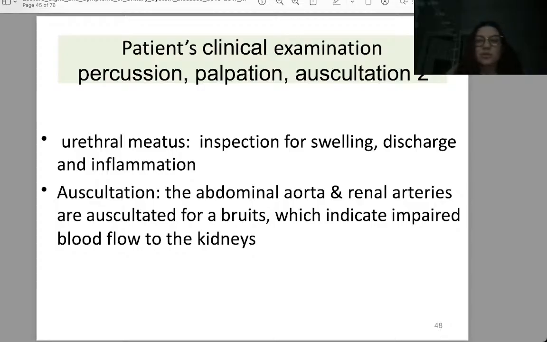In the ureteral meatus, it is inspection for swelling, discharge, and inflammation. During auscultation, we can auscultate the abdominal aorta and renal arteries for bruits, which indicate impaired blood flow to the kidneys.